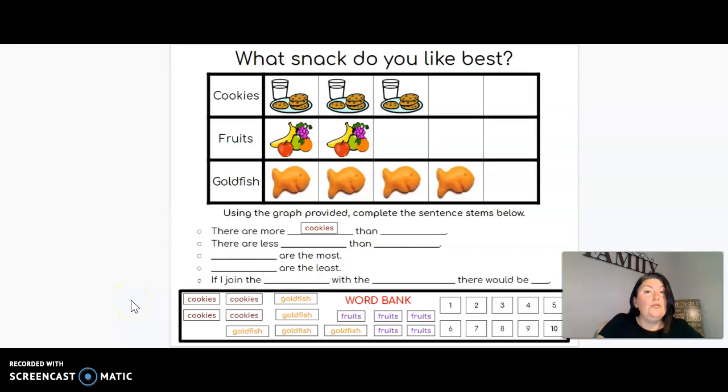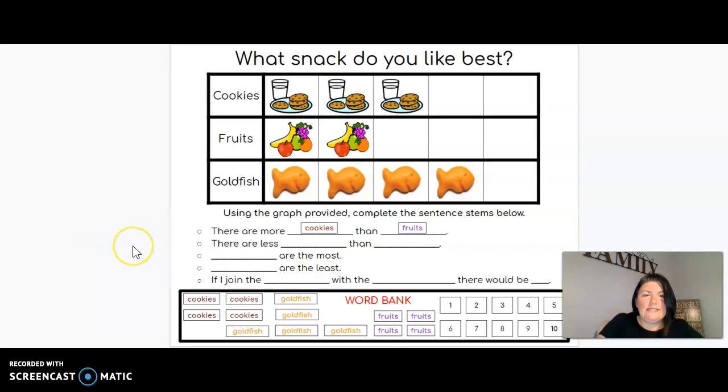Now, I want you to come up with the answers on your own, but they can certainly help you read the sentence stems and the words. So I'm looking for, there are more cookies than fruit. And fruit starts with the F, fruit. So I'm going to come down here and I'm going to drag and drop that into my sentence stem. There are more cookies than fruits.